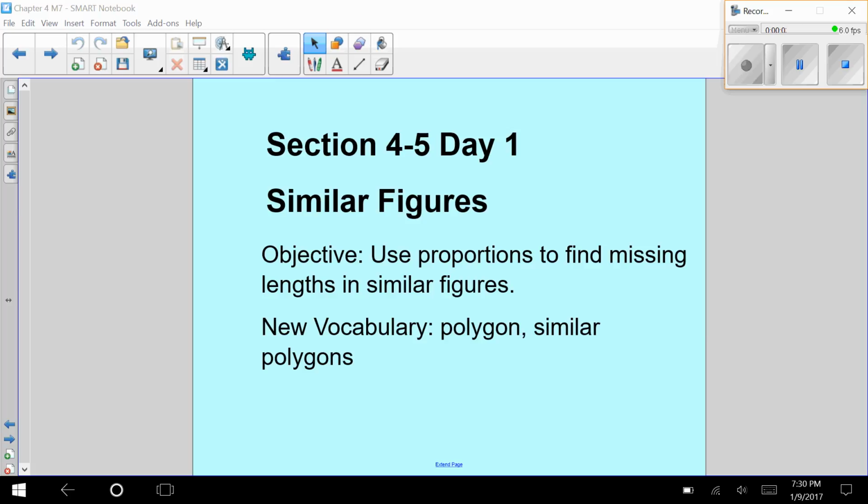This is section 4.5, day 1, similar figures. Our objective today is to use proportions to find missing lengths in similar figures.